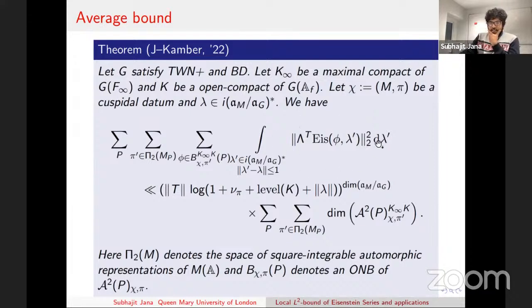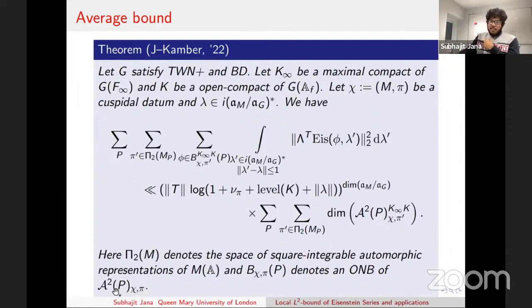The first thing is this quantity is just the local L2 norm. We averaged over lambda prime in a short interval around lambda. Then we averaged it again by three things. The first is over standard parabolics, so this sum over P denotes the sum over standard parabolics. Then we sum over discrete series representations coming from the Levi subgroup M_P of the parabolic. So pi_2 of M denotes the space of square-integrable or discrete series automorphic representations. And then we sum over phi, where B chi pi is an orthonormal basis of A_2 P chi pi.